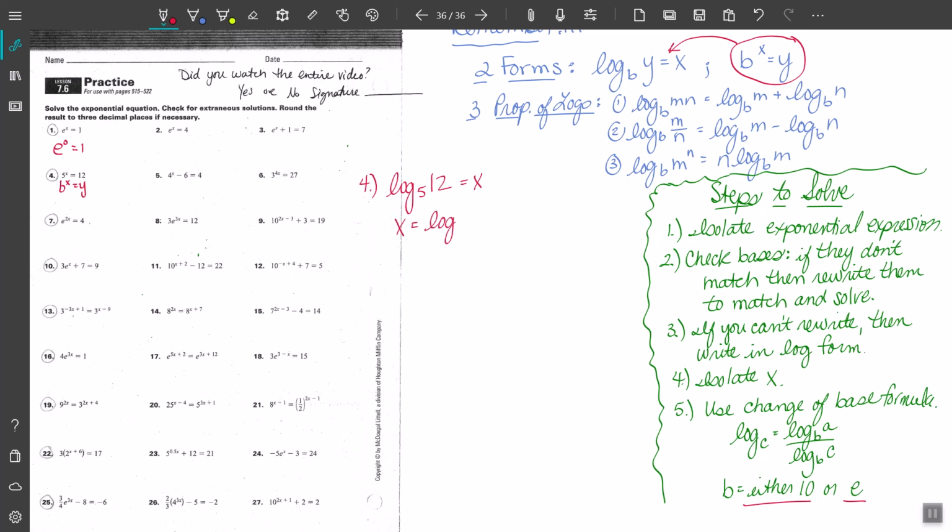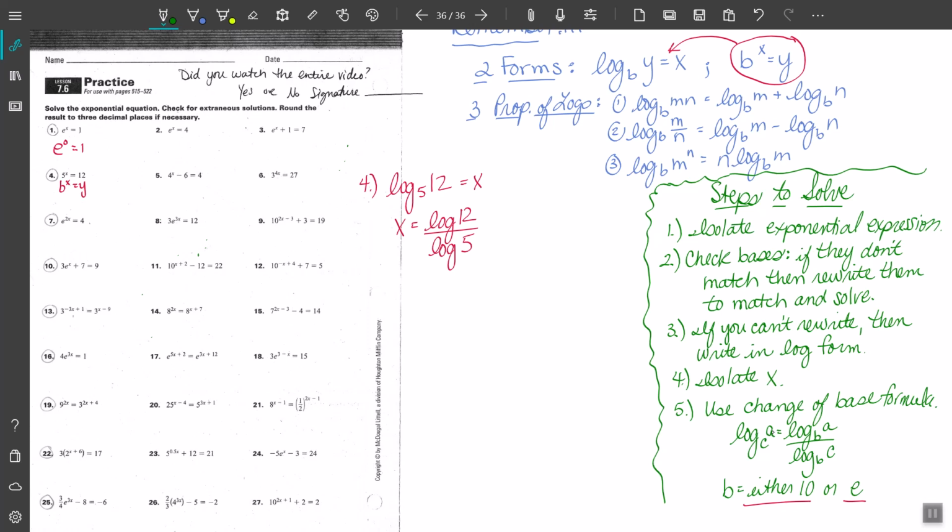So I'm going to write log. I'm not going to write the 10 down here because it's assumed, because we're using this formula. And you can see that I need to take my a value, which is 12 in this case, and then I'm going to put that over the log of my c value, which is 5 here.